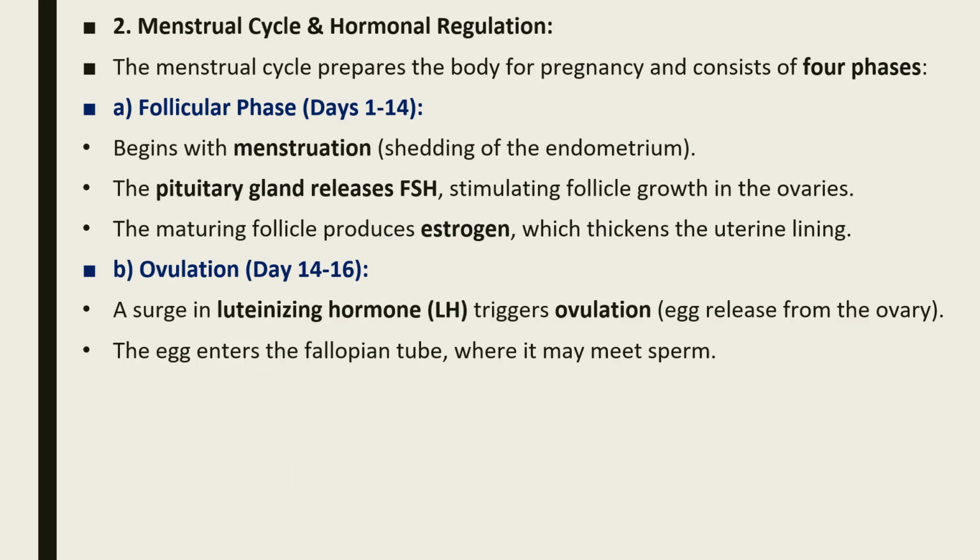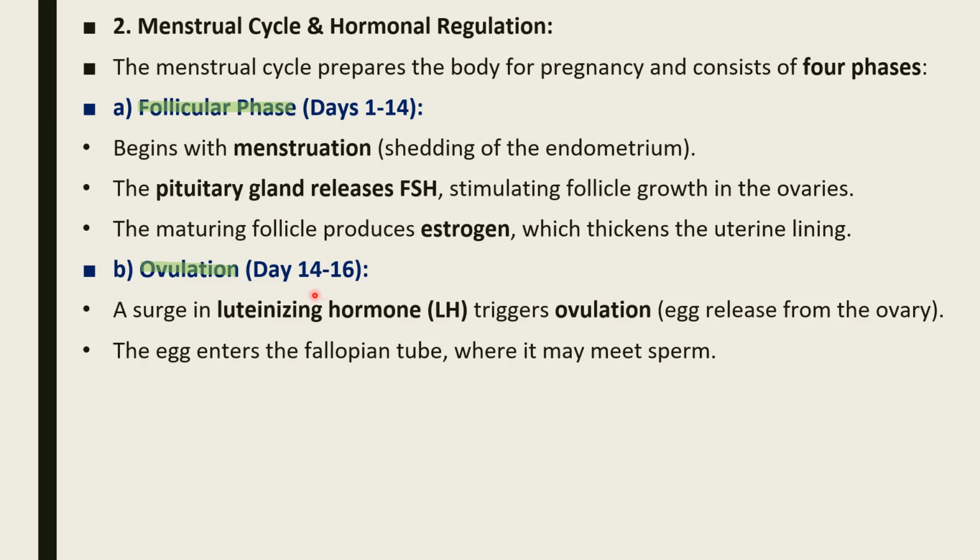Menstrual cycle and hormone regulation. In the menstrual cycle and hormone regulation, we have 4 phases. Number one is the follicular phase. Number two is ovulation. It begins with menstruation, the shedding of the endometrium. The pituitary gland releases FSH, stimulating follicle growth in the ovaries. The maturing follicles produce estrogen, which thickens the uterine lining.